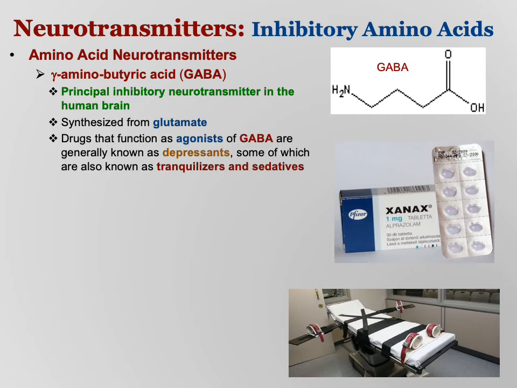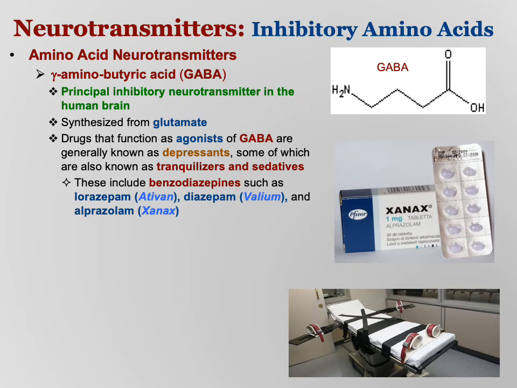Drugs that function as agonists of GABA are generally known as depressants because, again, these are inhibitory, so they slow the brain down. And main drugs in this category are tranquilizers and sedatives. That's what they're doing. Like there you see in the illustration, Xanax. It's an agonist of GABA. So when you take Xanax, it activates lots of GABA receptors. GABA opens chloride potassium channels. It hyperpolarizes membranes. Therefore, it slows the brain down. These are the tranquilizers and the sedatives, okay?